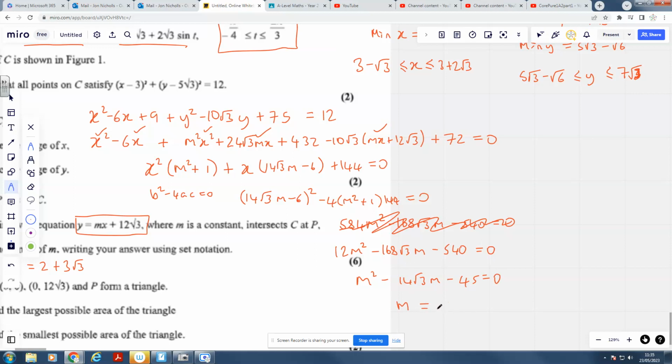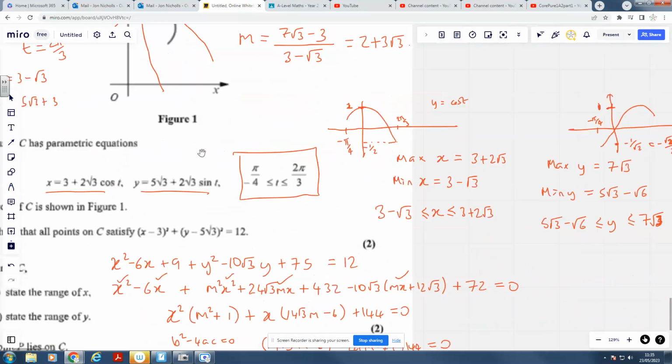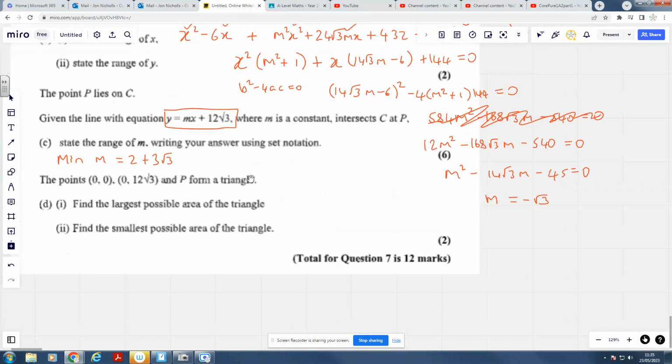And then finally, you can solve that using the standard method. And I think it comes to m equals minus root 3, I believe. It's definitely going to be a negative gradient, but just check that on a calculator. But yeah, you should get that as your answer. Okay, so that finally allows us to write this in set notation.